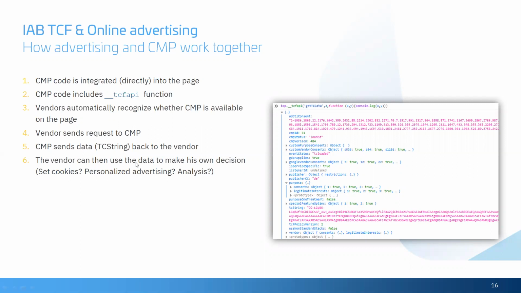And then in the last step, the vendor can take the data that they just got from the CMP, evaluate it, and understand what the choice is, and can use it in order to make their own choices. So the vendor can then know, okay, am I allowed to set cookies? Am I allowed to do personalized advertising or analytics or whatever? So the vendor can read what's allowed and what's not, and can behave accordingly. In this case, let's say it this way: the vendor should behave accordingly.